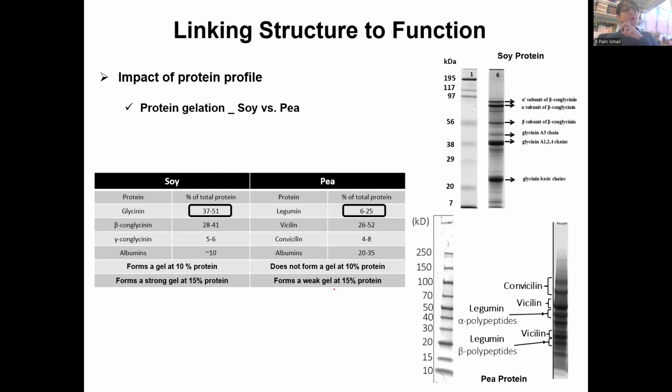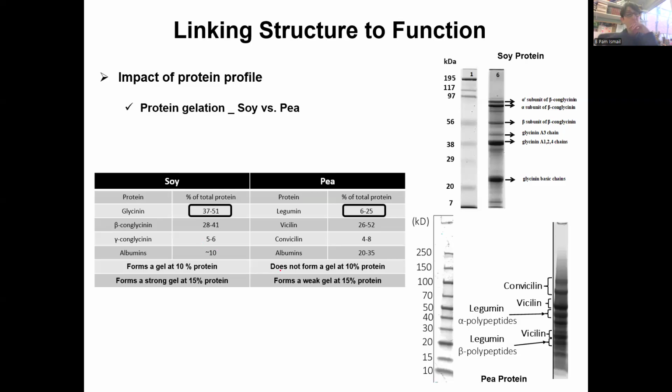Pea does form a gel. Some of them do, some of them don't, even depending on the source. If they form the gel at 15%, it's really weak, and we cannot even measure texture properties. So when we say they both have high molecular weight proteins, why are they that different? They're different because they differ in the composition of the proteins, the different functional proteins. Legumin is in a much lower ratio compared to vicilin proteins, whereas in soy, you have more of that 11S than the 7S proteins.